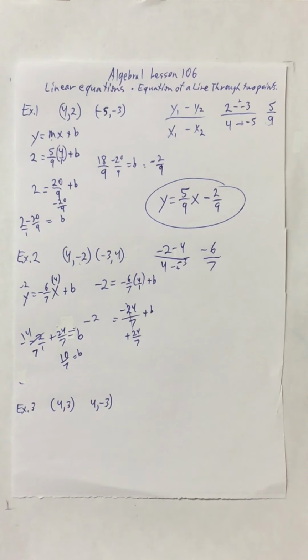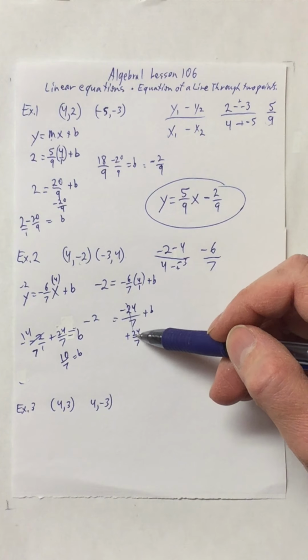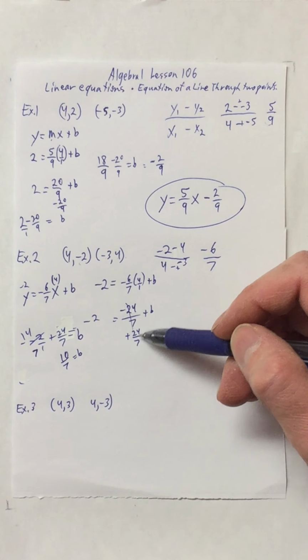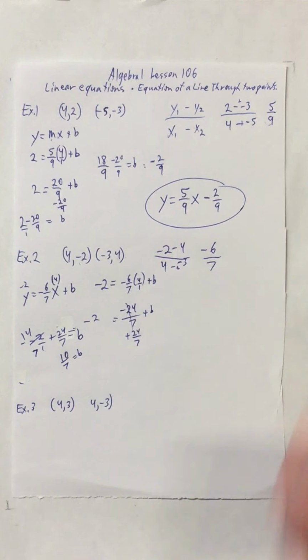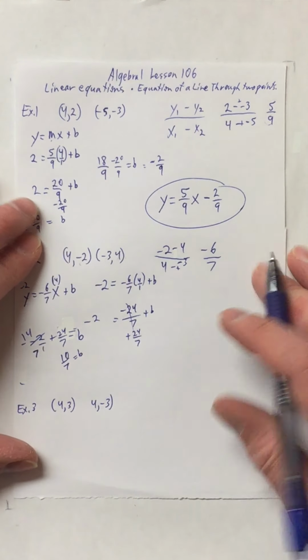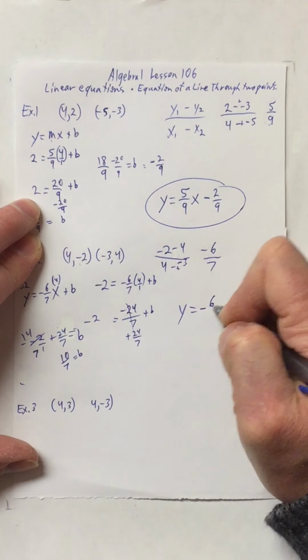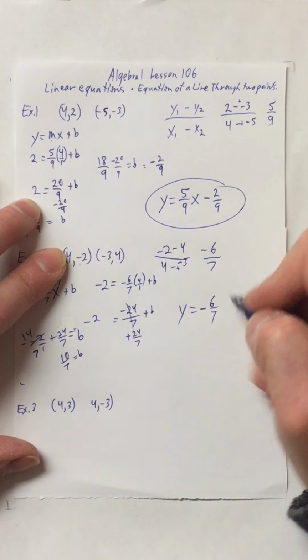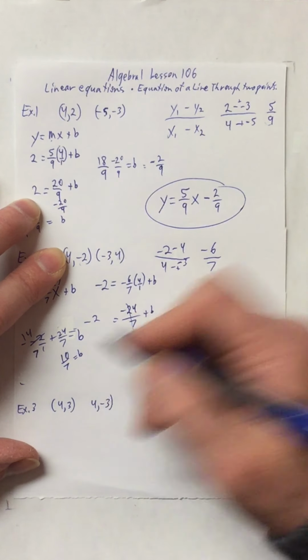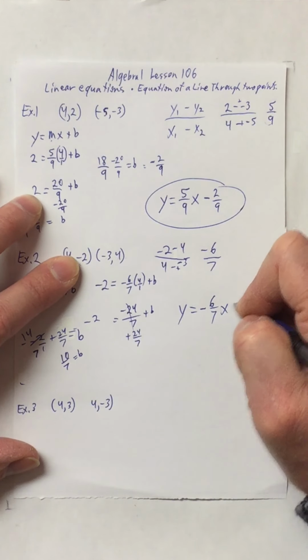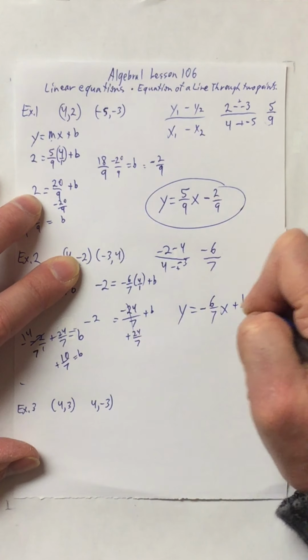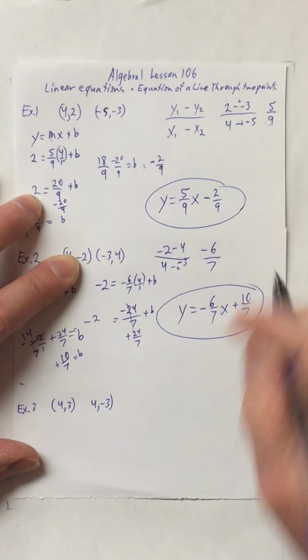Now, I haven't worked with fractions maybe a whole lot, but add 24 over 7 to both sides. You've got to get a common denominator. You've got to kind of brush up on adding and subtracting your fractions. So we've got our intercept. Let's write it as a complete answer now. Y is equal to, put in my slope, negative 6 over 7, put in my x, and then put in my intercept. It's a positive plus 10 over 7, and there is my answer.